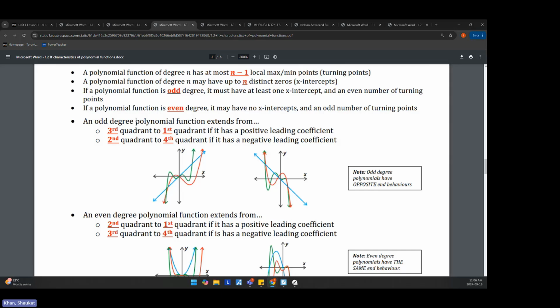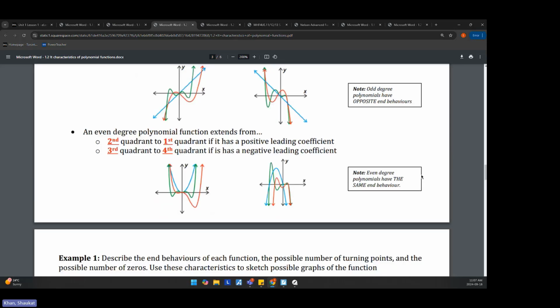And then an odd degree polynomial function extends from the 3rd quadrant to the 1st if it has a positive leading coefficient, or from the 2nd to the 4th if it has a negative leading coefficient. And examples are drawn here. And they have opposite end behaviors, which is something I've been saying throughout this whole lesson.